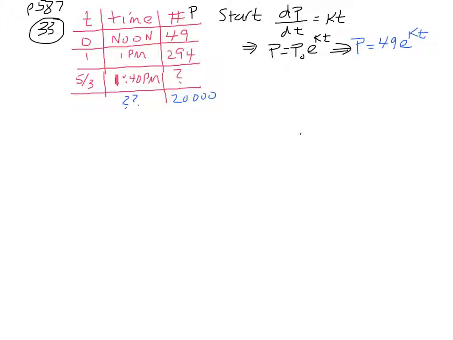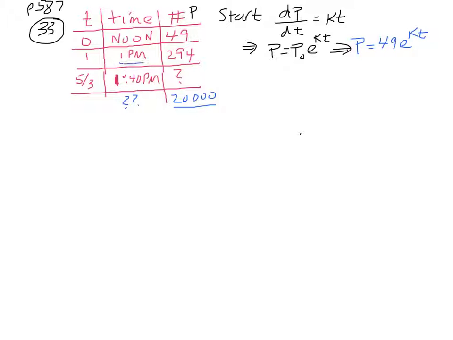This is problem 33 on page 587. We've got some information about this bacteria, and we want to know at what time, ultimately, there's going to be 20,000 of these little critters. At time 0, or at noon, there's 49.